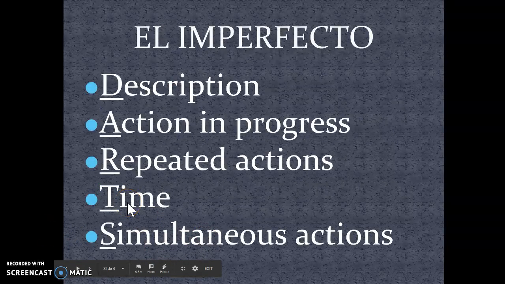Reasons why we use the imperfecto are a little more detailed. We do have a mnemonic device for el imperfecto, and the mnemonic device that we use is DARTS. D stands for description, A for action in progress, R for repeated actions, T for time, and S for simultaneous actions, in other words, 2 or more things happening at the same time.